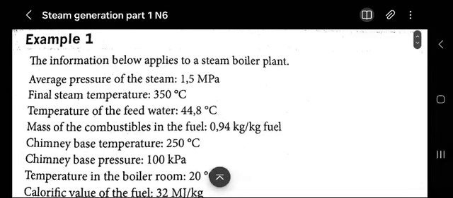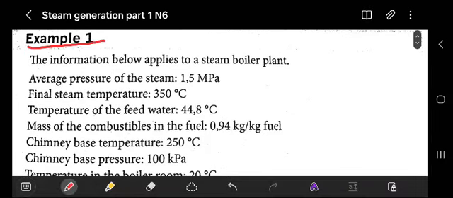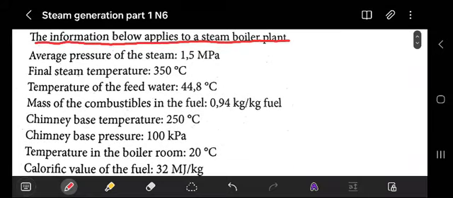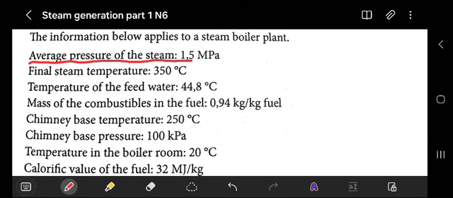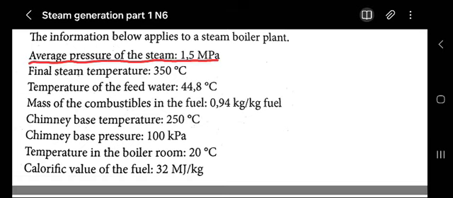So I'll give an example 1 here. It says the information below applies to a steam boiler plant. All right, take a note. I did the introduction for steam plants, so I advise you to watch the previous video if you're interested to know some more. I've introduced this. So here we have the average pressure of steam, which is 1.5 megapascal, right?